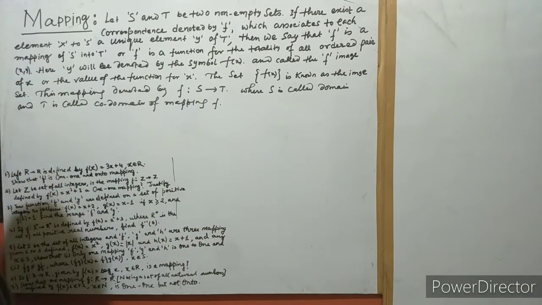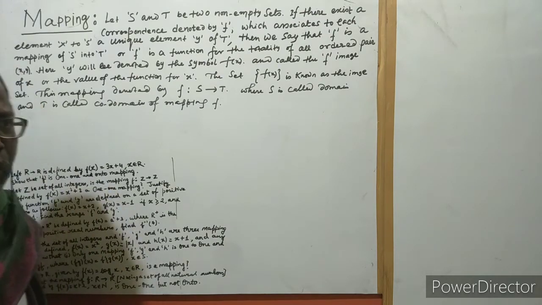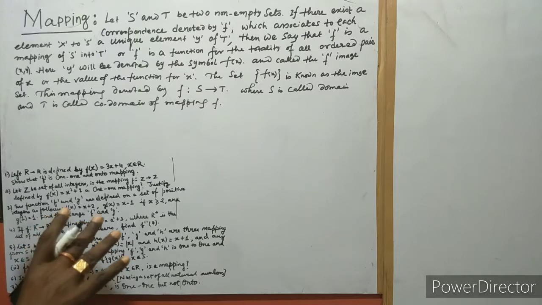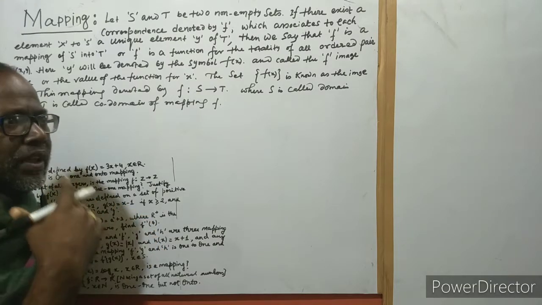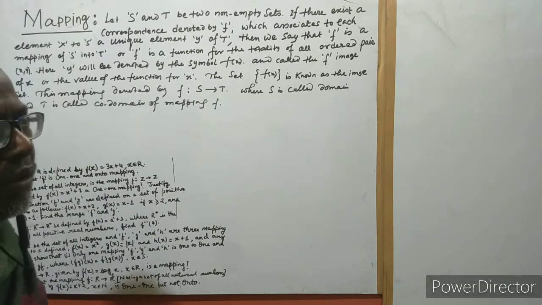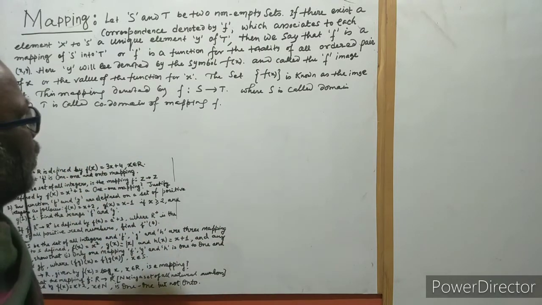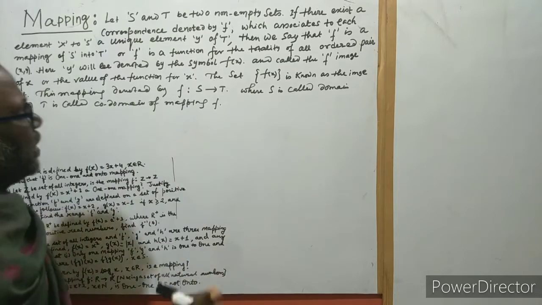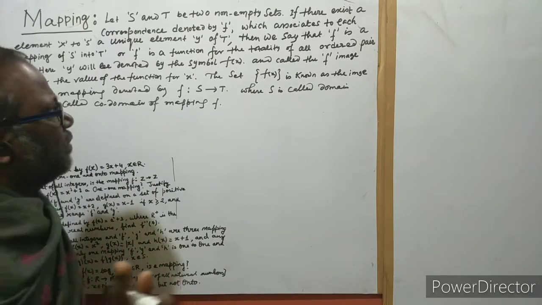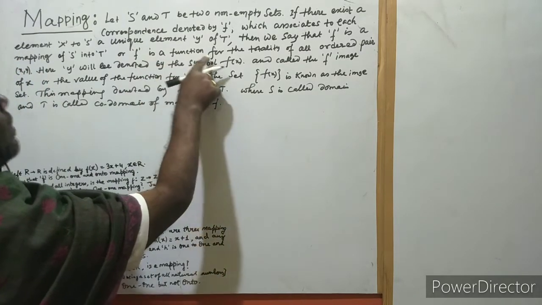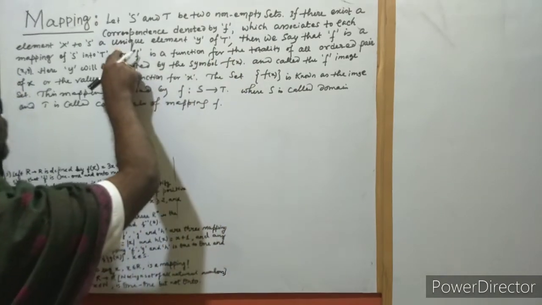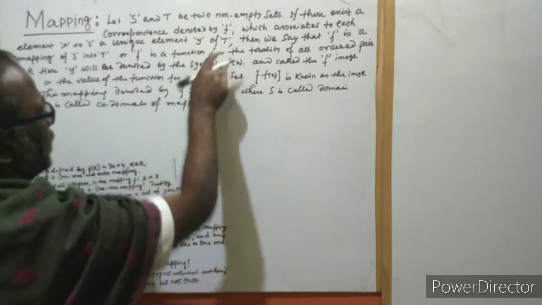See carefully. A function y equal to f of x is a function when for each and every value of x we get a single value of y, not more than one value of y. Only then can we say y equal to f of x is a function, with a unique element y of T.